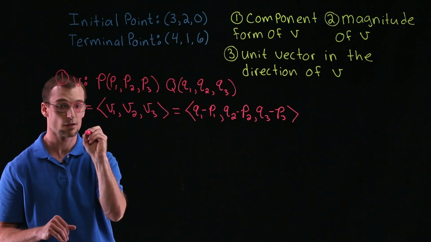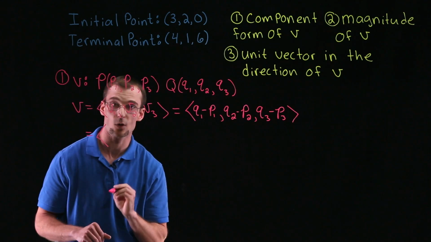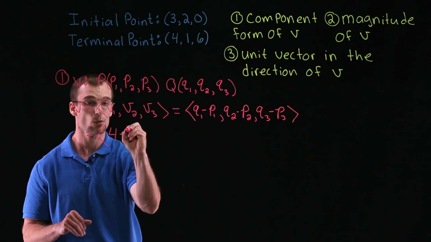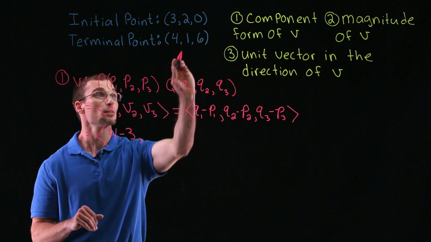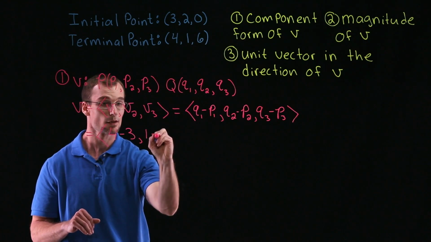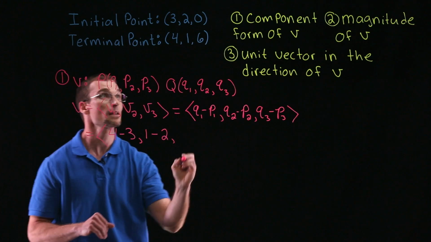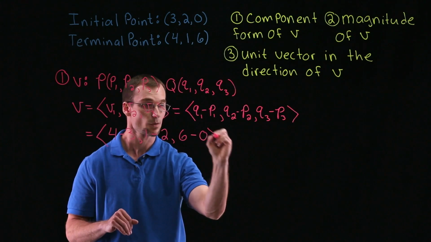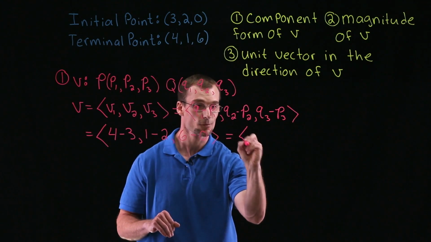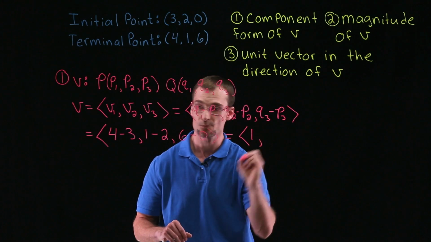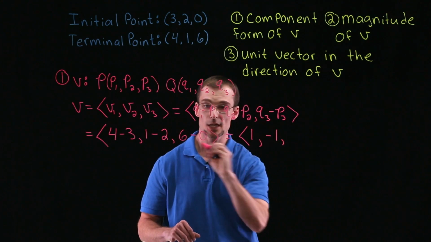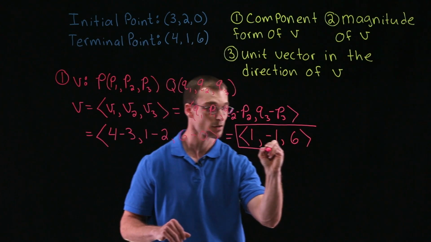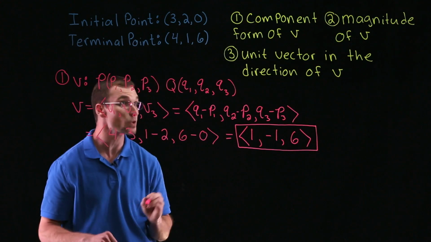So putting this together, the component form is going to be our q1, which is 4, minus our p1, or 3, then our q2, 1, minus p2, 2, and lastly, q3, which is 6, minus our p3, which is 0. And so that gives us the component form of the vector. 4 minus 3 is 1, 1 minus 2 is negative 1, and 6 minus 0 is 6. Okay, so that's part one.